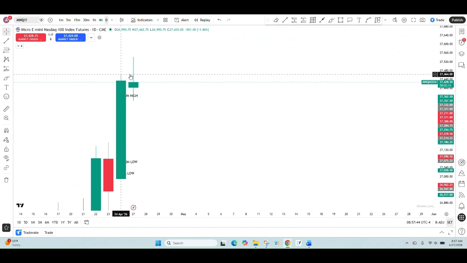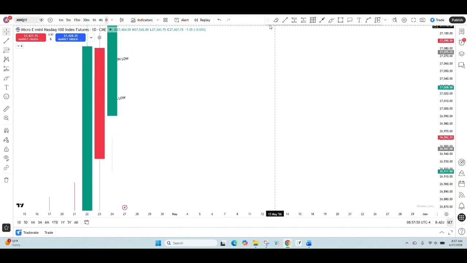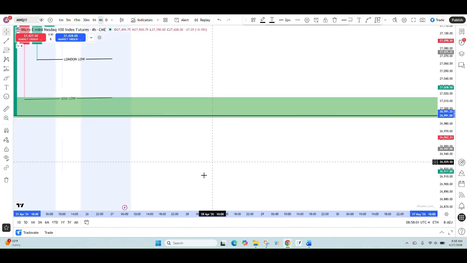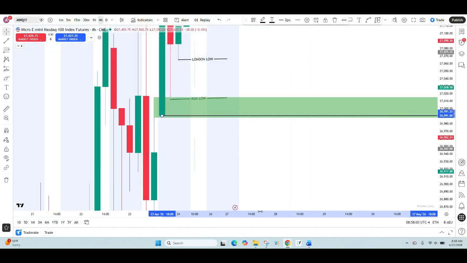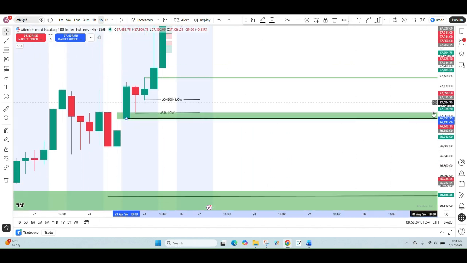Our previous day high was already taken out this morning. Previous day low, we can mark out. Then let's drop down to the 4 hour, to see if we see any internal key levels that can be marked.